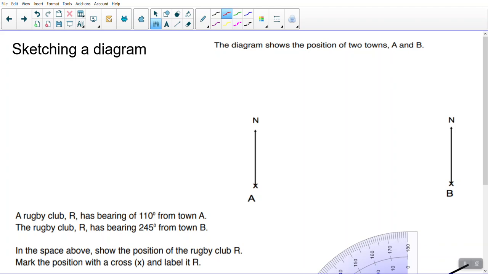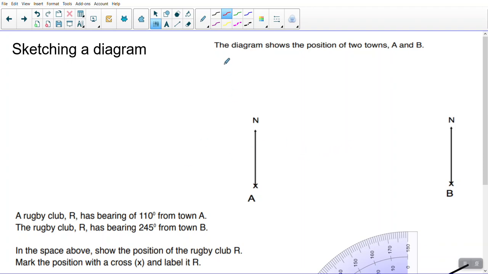So you are given information and you have to convert that information into a diagram first of all, before we start solving the problems. So this is just the basics of how we would sketch the diagram. This is just about sketching the diagram. Solving would require either sine rule or cosine rule. We'll go to that later on.